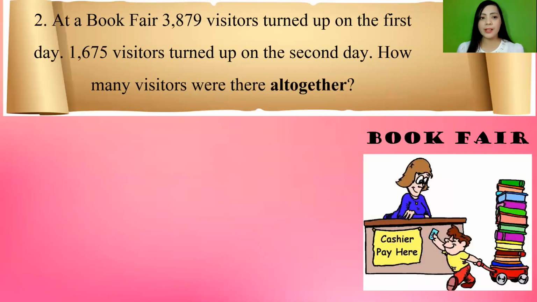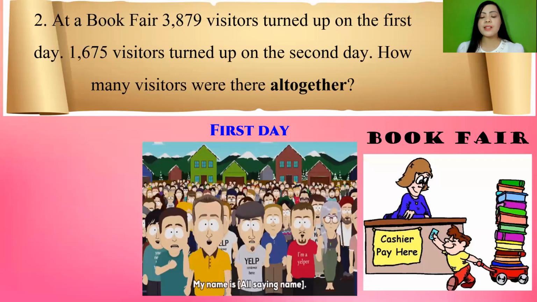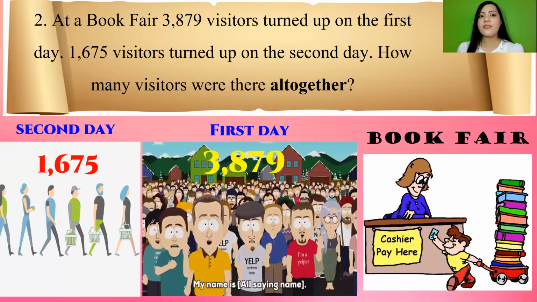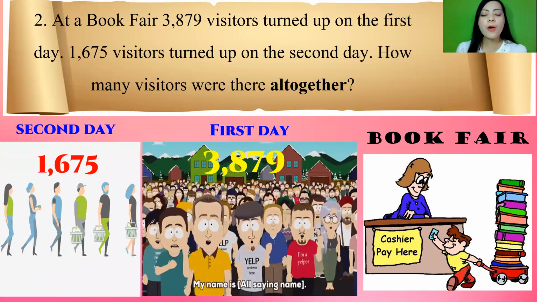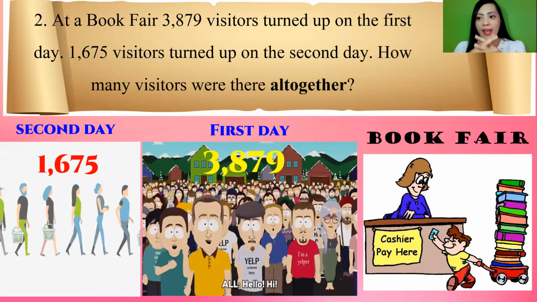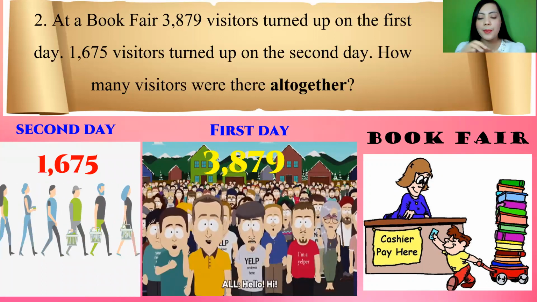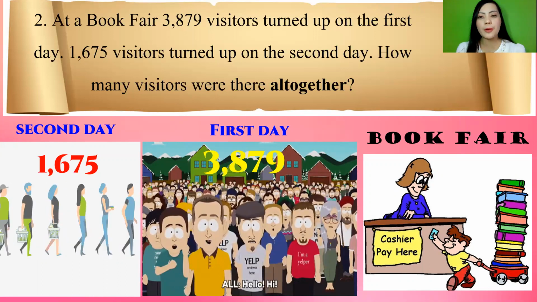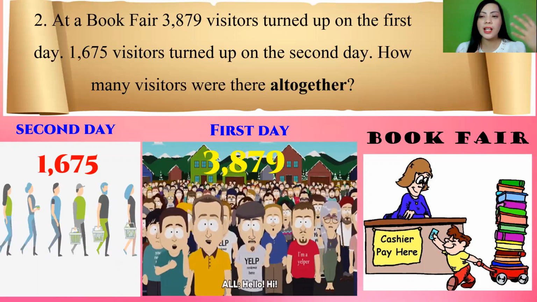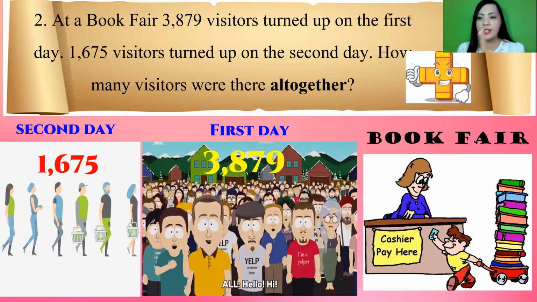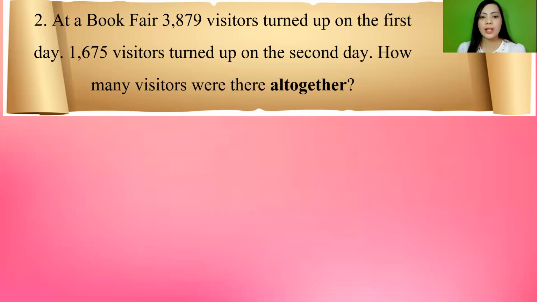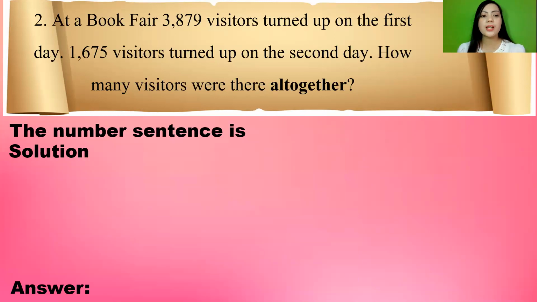Okay, let's proceed to number 2. At a book fair, 3,879 visitors turned up on the first day. 1,675 visitors turned up on the second day. The question: how many visitors were there altogether? Altogether again, so you remember the clue. I believe it's very easy, right? Is it addition or subtraction? From the word altogether, you will know that it is addition. Okay, so let us go to the process.